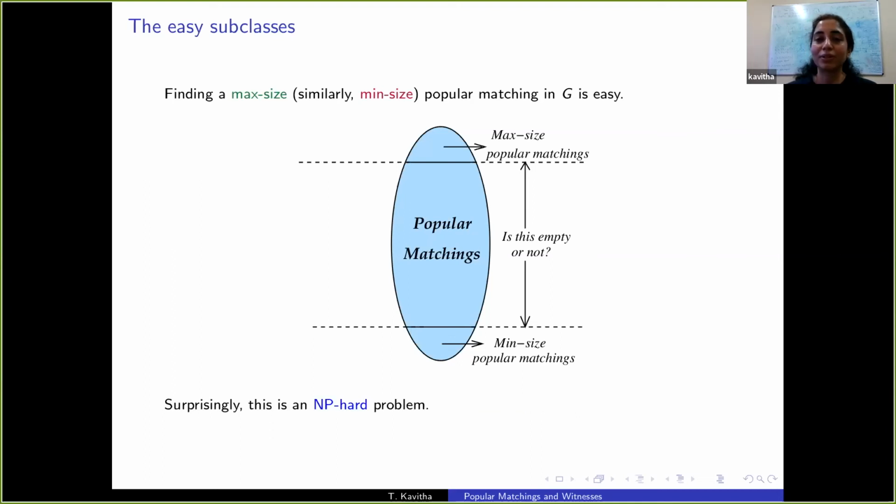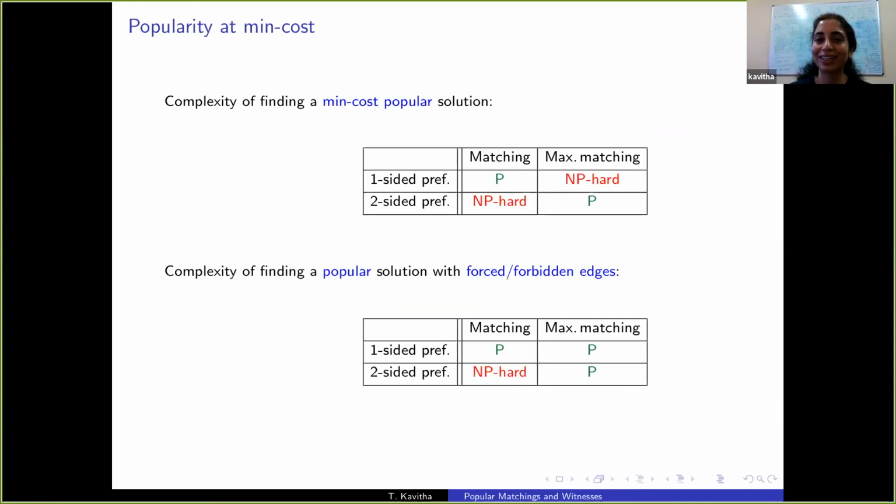So the complexity is like this. Finding a max size popular matching is easy. Finding a min size popular matching is easy. But trying to find something that's neither max size nor min size is NP-hard. So now we can fill up the last entry also. So in fact, with even two forced edges, it's NP-hard.